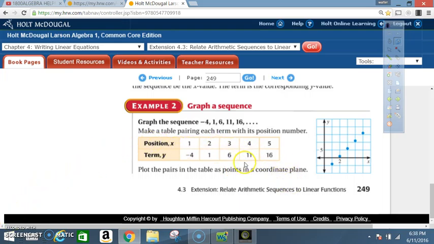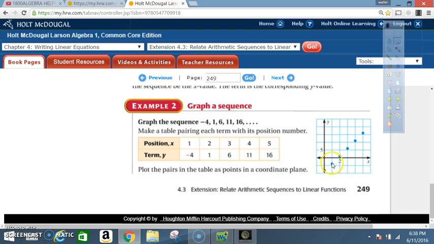Okay, when you go to graph, notice on the x-axis they're counted by 1s: 0, 1, 2, 3, 4, 5, 6. On the y-axis they're counted by 5s: 5, 10, 15, 20, 25. Therefore, when you see them graph 1, negative 4, that's your 1. Negative 4 is right above that. Negative 5 is right there, right above that.